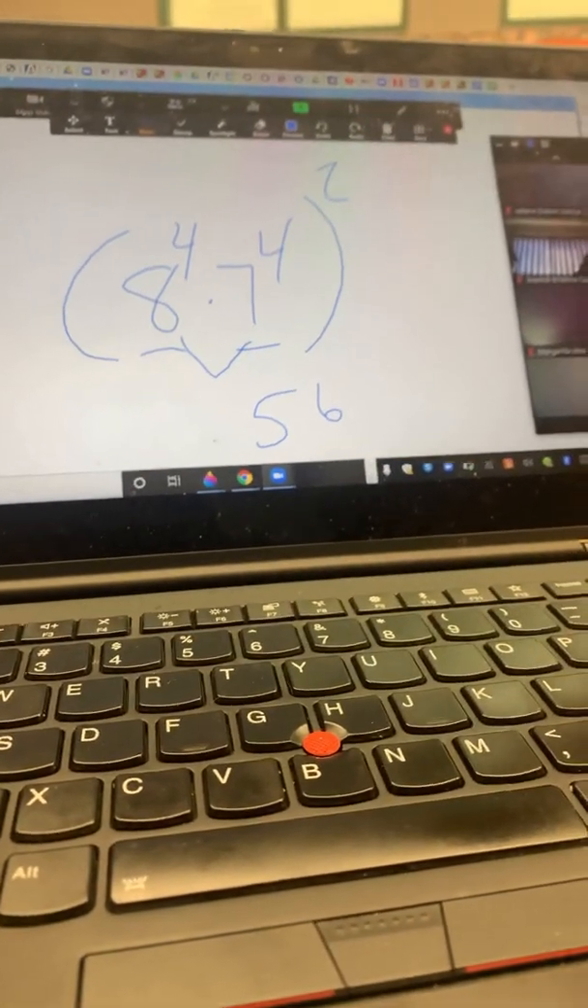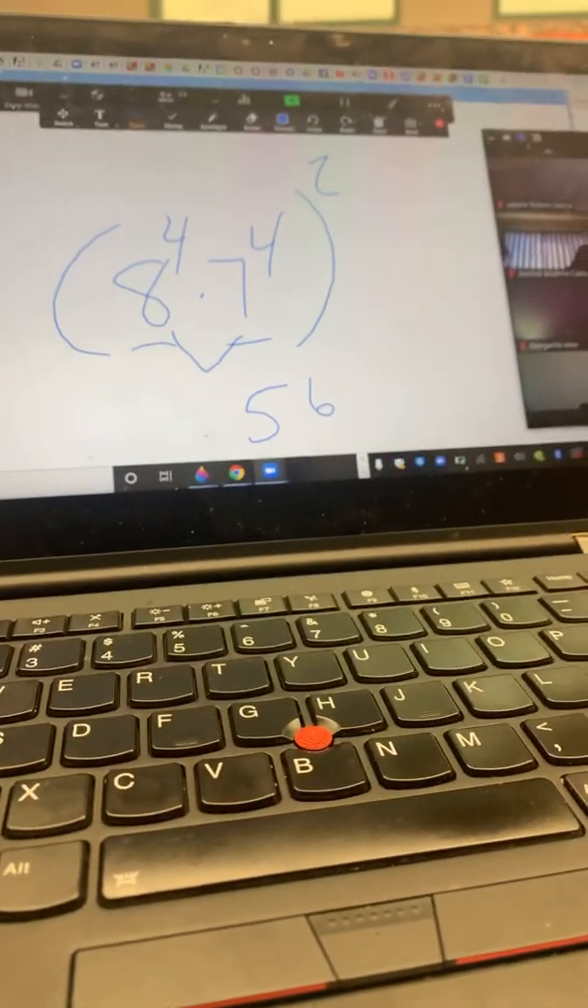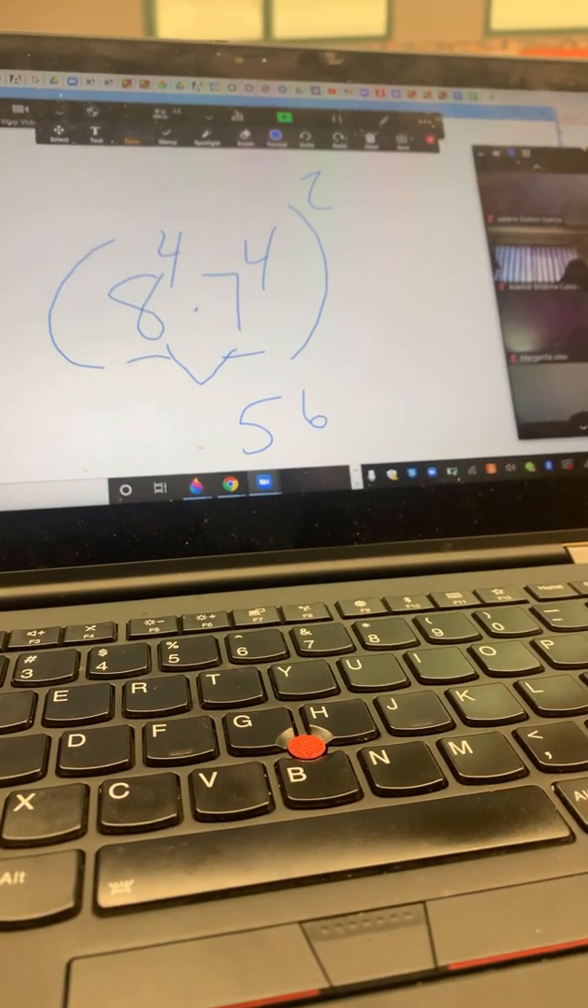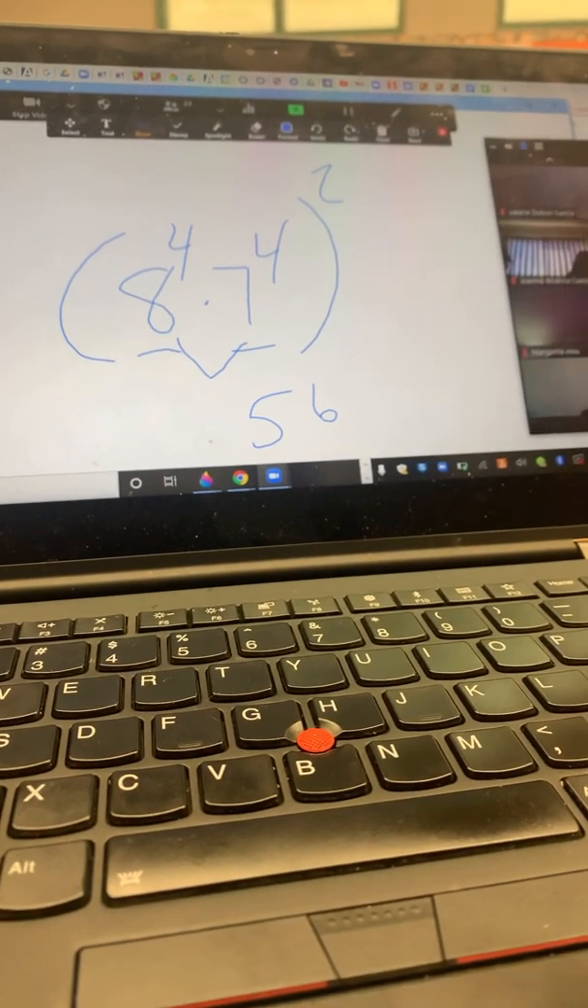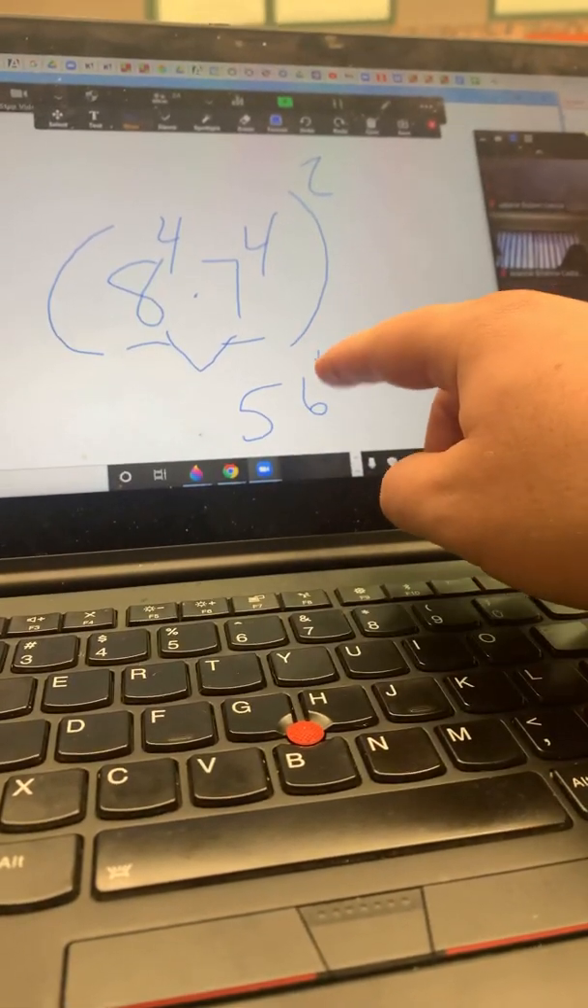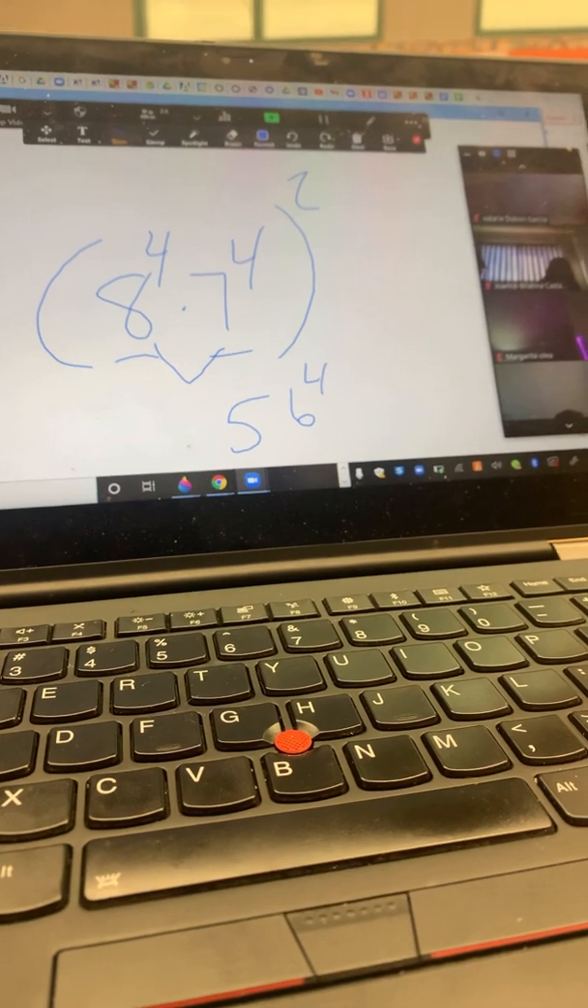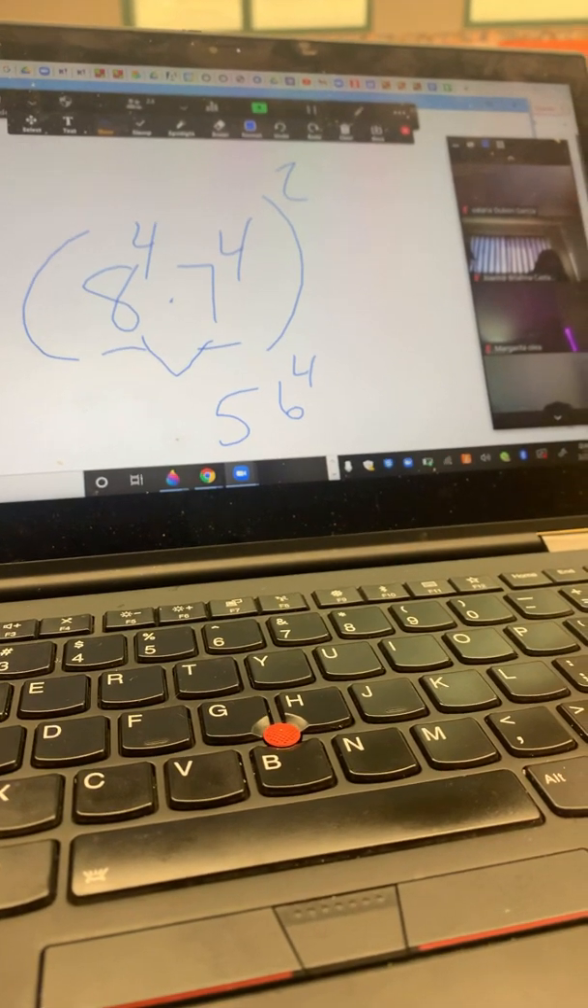8 times 7 is 56, right? So, the bases were different, so we multiplied them. When the exponents are the same and the bases are different, we just drop the exponent down, right? We don't add them, right?